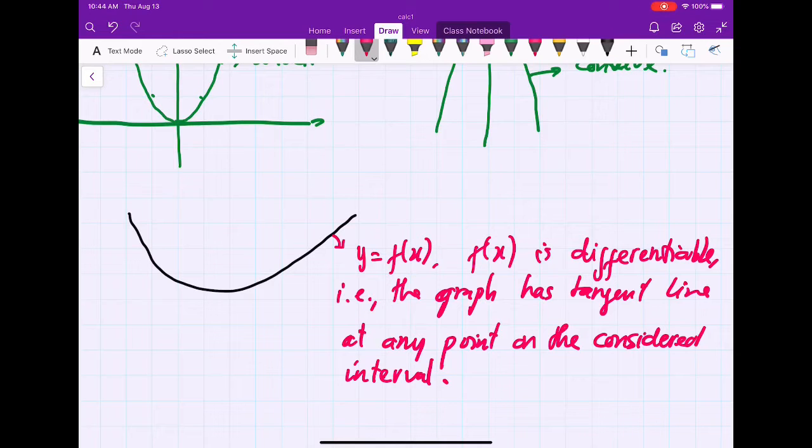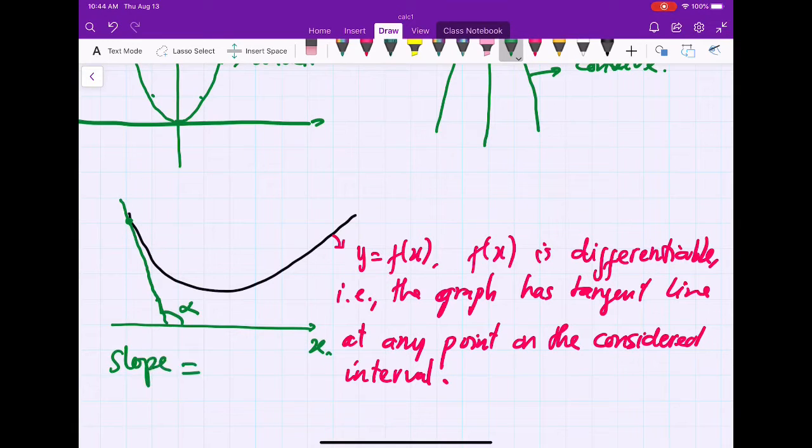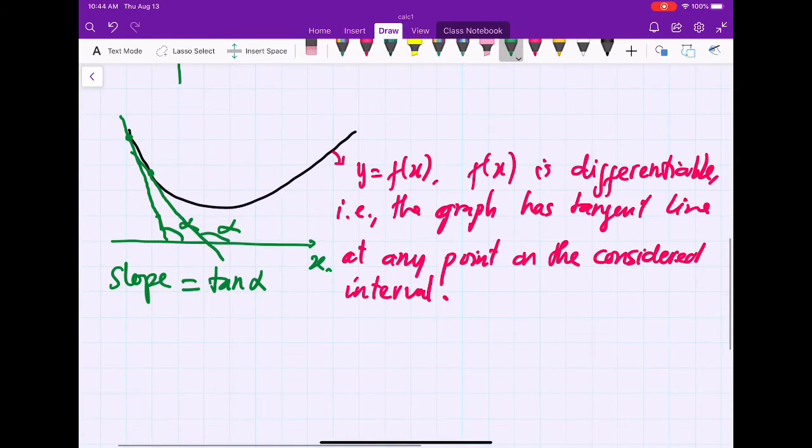All right, and we suppose that the graph looks like this. So let's analyze the tangent line. Let's say we are here, and this is the x-axis. So this is alpha, and the slope of the tangent line is equal to tangent of alpha. We know that. Since the graph is convex, if you move along the graph, you might see that the angle alpha is increasing, right?